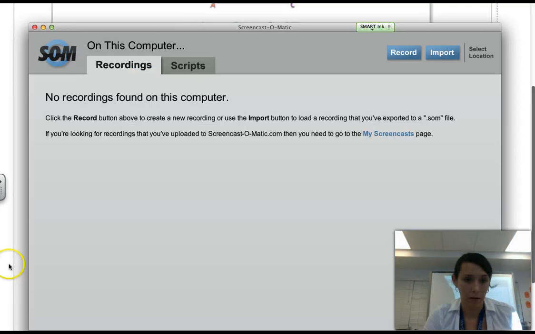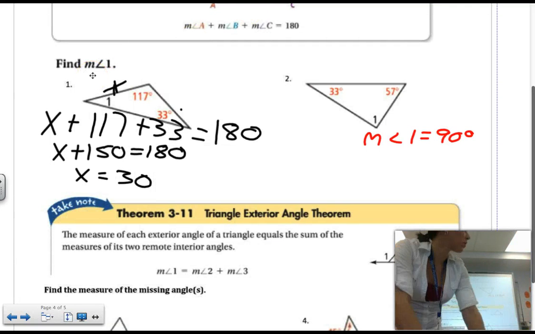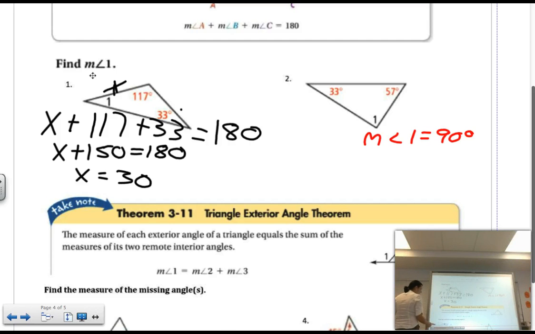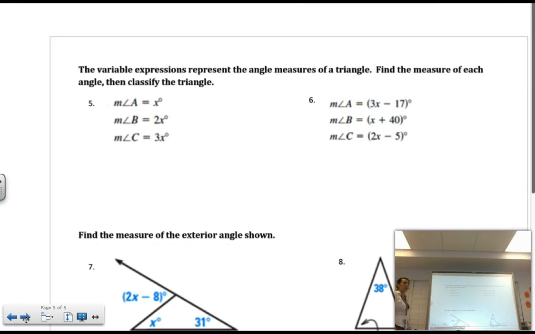All right. Thank you. Okay, so I want you to go to the next page because I'm going to make it a little more difficult for you. Flip the page. Before we go on, I want to talk about these. All right, let's look at this. The variable expressions represent the angle measures of a triangle. Find the measure of each angle, then classify the triangle.